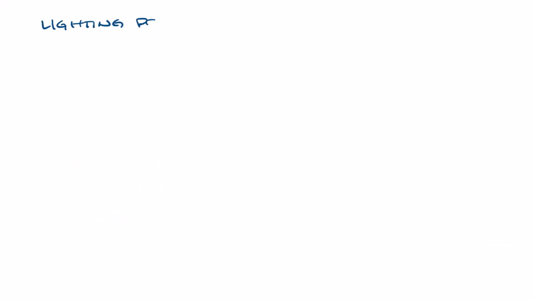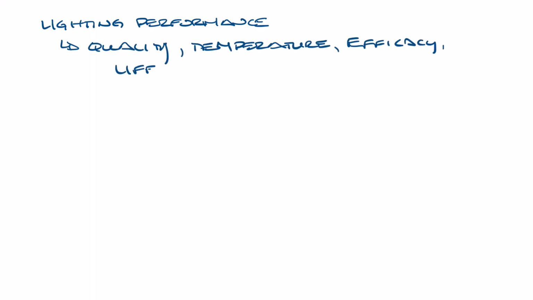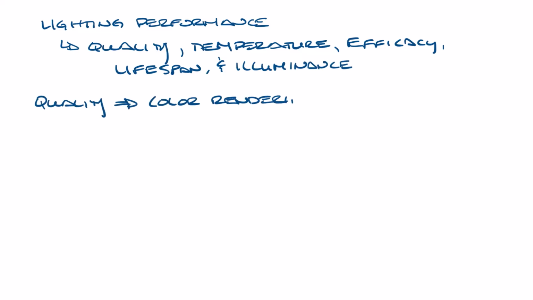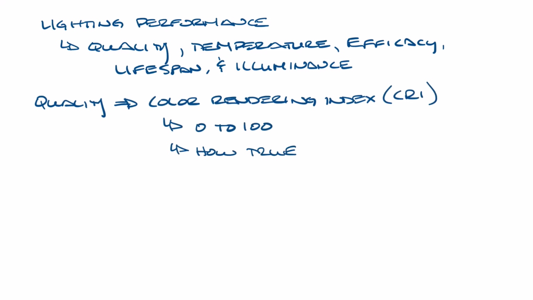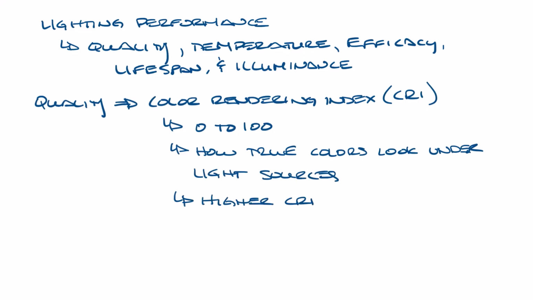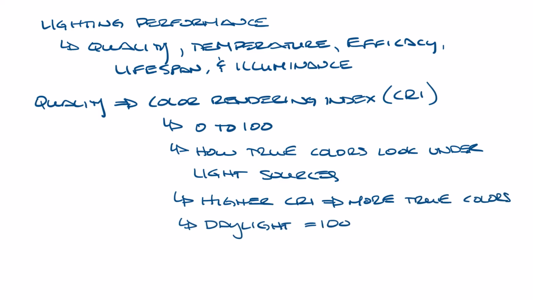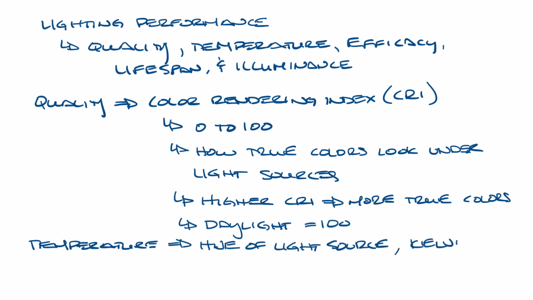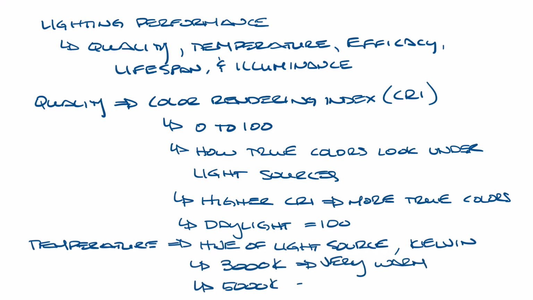Let's move this up again. When we talk about lighting performance, common lighting metrics include quality, color temperature, efficacy, lifespan, and illuminance. Lighting quality is reported as the Color Rendering Index, the CRI. This is measured on a scale of 0 to 100 and indicates how true colors look under various light sources. Light sources with higher CRI values produce more true colors. For reference, daylight is 100 CRI. Color temperature refers to the hue of a light source and is measured in Kelvin, where 3000 Kelvin is very warm in color and 5000 Kelvin is very cool.